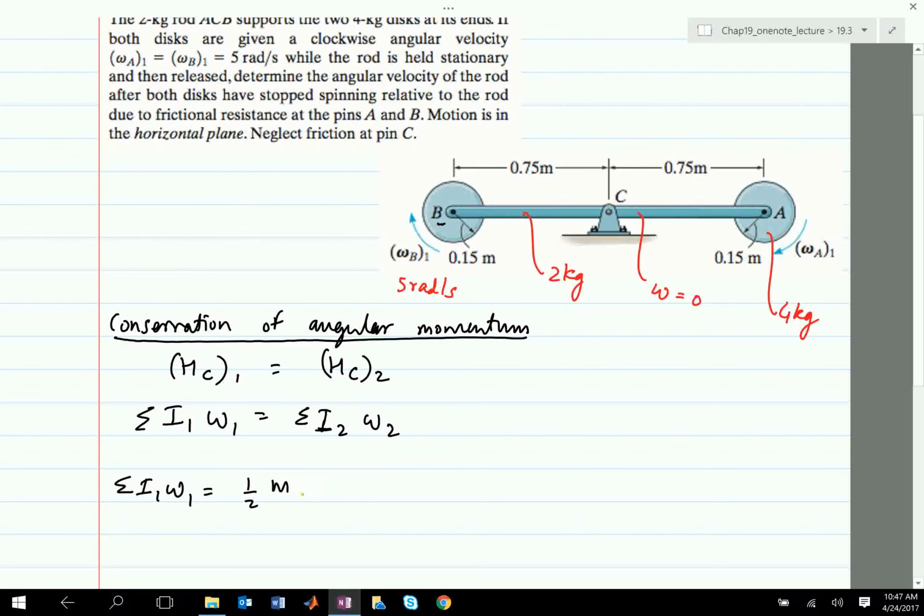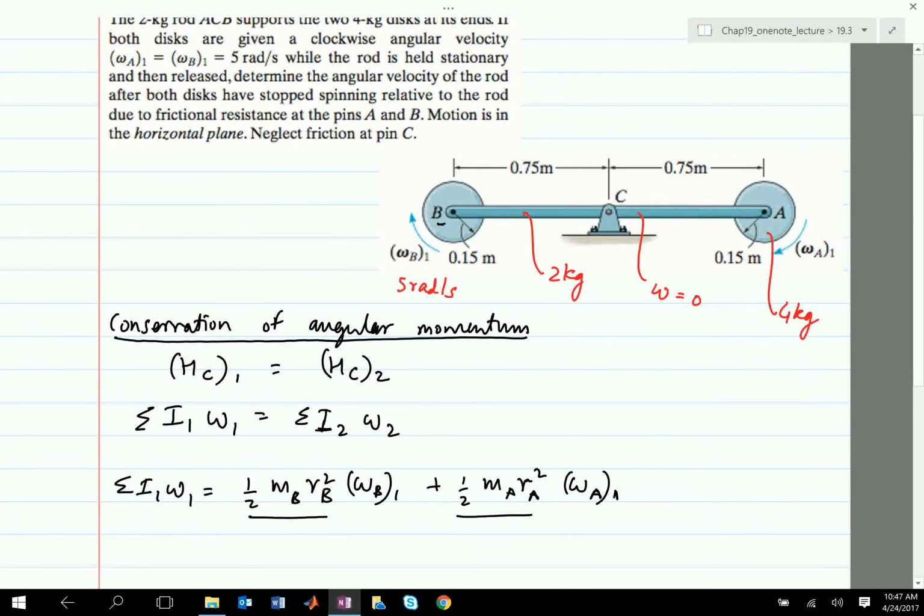So half m_b r_b square omega_b1. That's about it. So this is the inertia of a disk, the first part, and omega is the angular speed of the disk. Similarly, there's half m_a r_a square omega_a1.